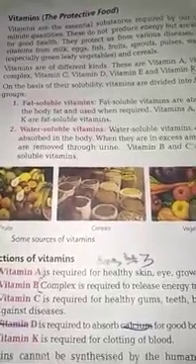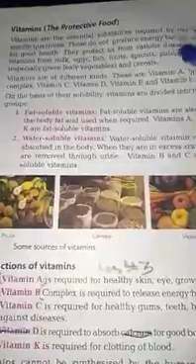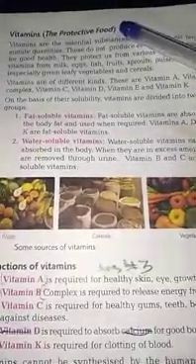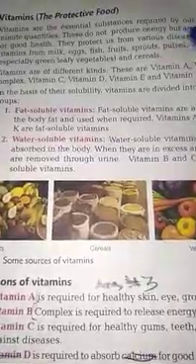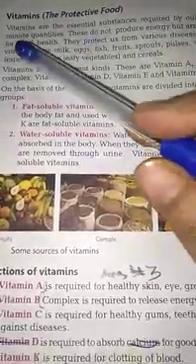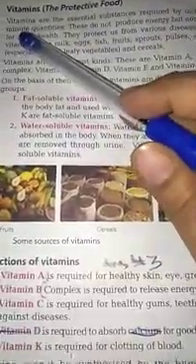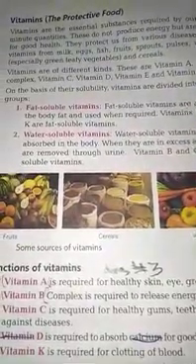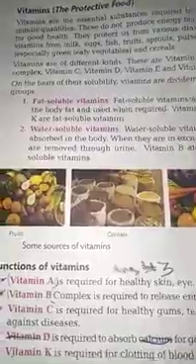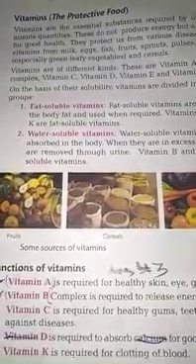That is components of food. Today we will study about vitamins. Vitamins are the protective food. Vitamins are essential substances required by our body in minute quantities. Minute means very less, but these are very important. These do not produce energy, but they provide us good health. They protect us from various diseases.